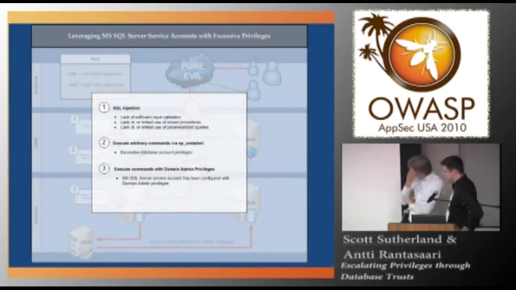So let's look at a real world example. This is pretty much the most basic SQL injection example you're going to see today.